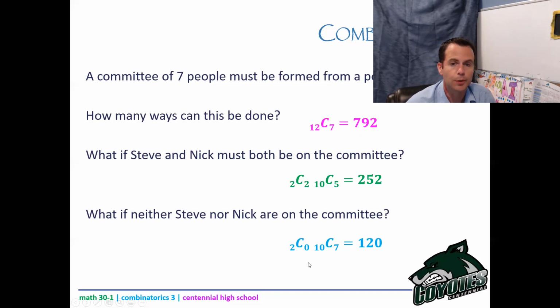And we talked in the last lesson about the fact that, yes, 2 choose 0, just like 2 P 0, is a 1. So mathematically, it doesn't change the outcome of this if you had just said 10 choose 7. But visually, it shows us that you know how to deal with Steve and Nick, okay?